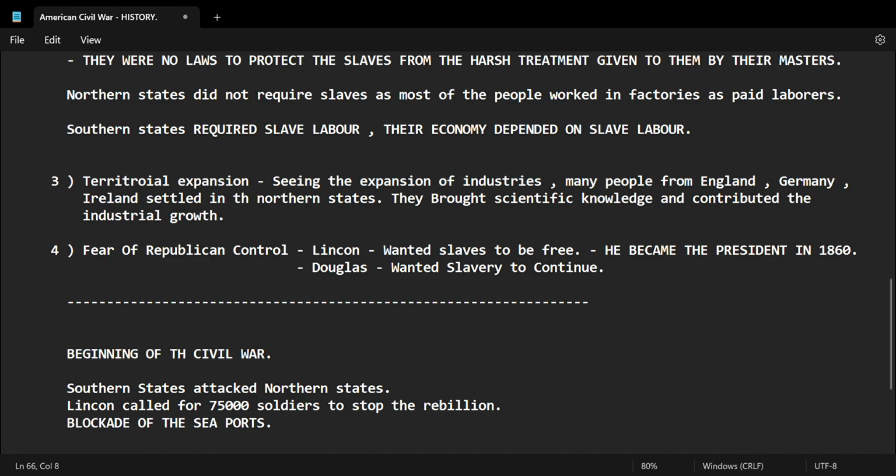Then some more states joined them: Arkansas, North Carolina, Virginia, and Tennessee also joined. Now, these 11 states were on the side of the Confederacy, who fought against the Union. This war dragged on for 4 long years with heavy casualties.